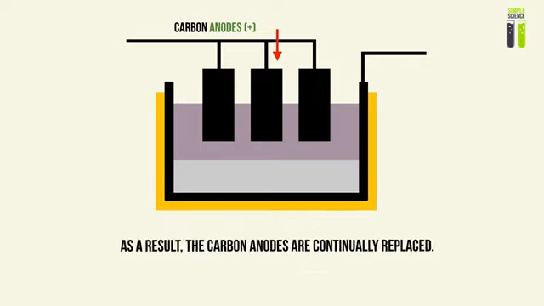As a result of the oxygen reacting with the carbon anodes, the carbon anodes will wear away and will have to be continually replaced. So those are the main processes that you will need to learn for the entire process of extracting aluminium. Now let's quickly discuss the economic and environmental considerations.